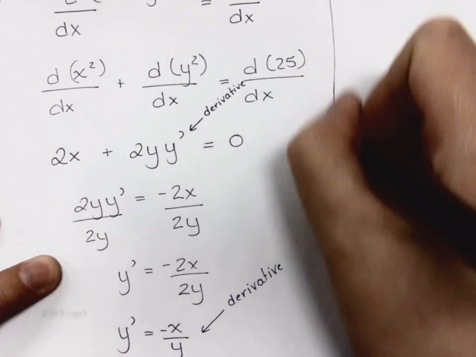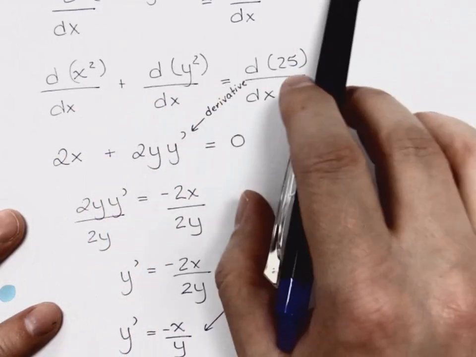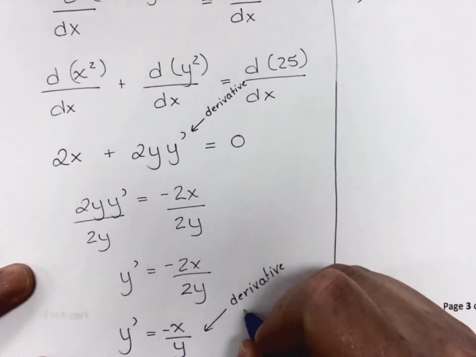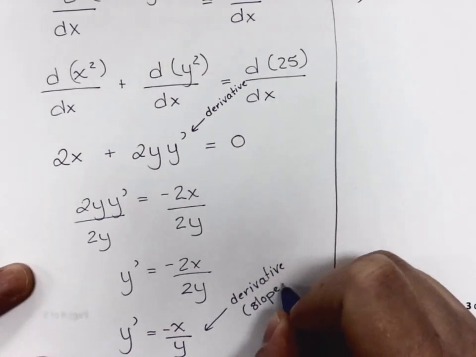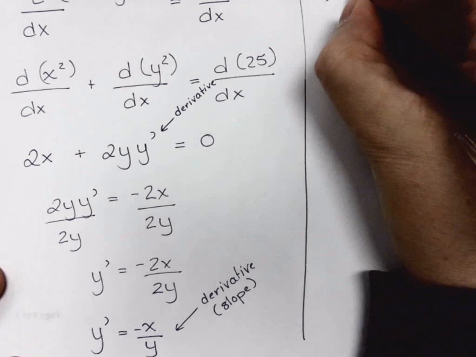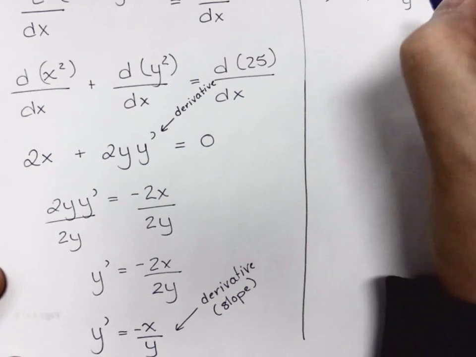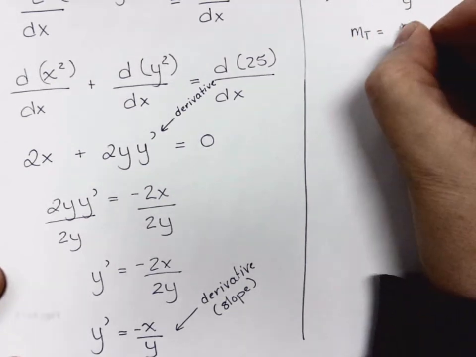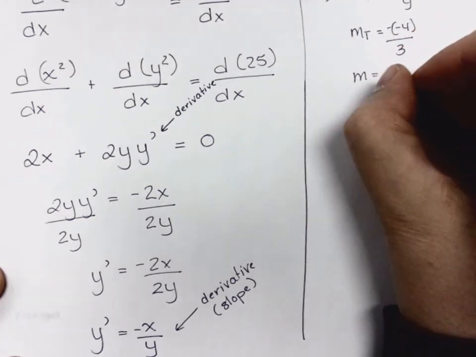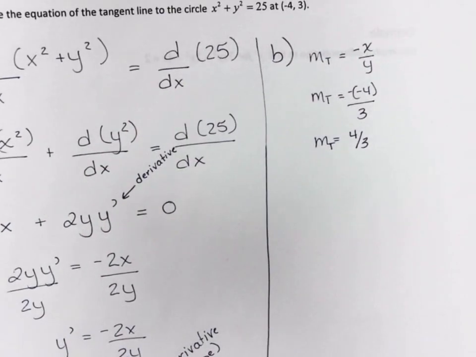So now we're going to do part B and determine the equation of the tangent line at the circle at 4, 3. So what do we need to do? What is really the derivative? It's just the slope, right? So we know that the slope of the tangent line is equal to negative x over y. So we can substitute our values in. So negative 4 over 3. So the slope is negative 4 over 3.